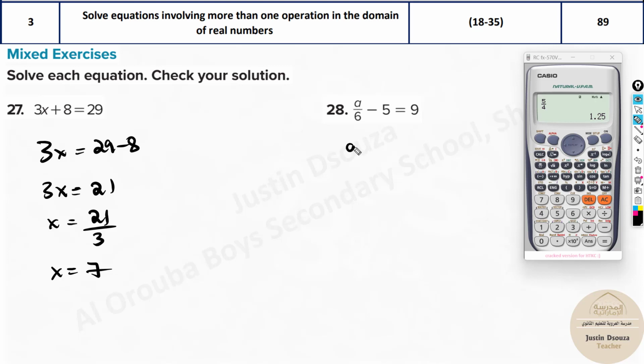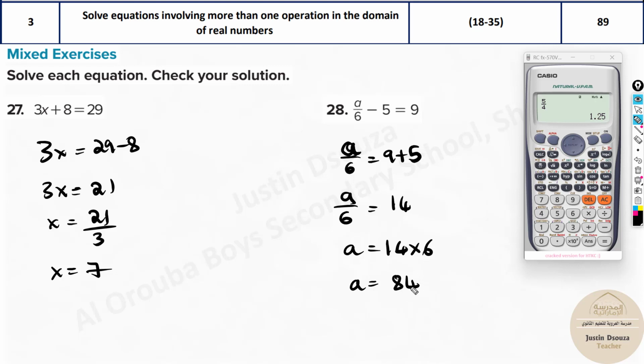Same thing here, minus 5 to the other side will be a by 6 equals 9 plus 5. Solve this, a divided by 6 equals 14, that is 9 plus 5 is 14. A equals 14 times 6. 14 times 5 is 70, 70 plus 14 is 84. So this is how we get it. Now, another thing is you can directly check the answer. Even if you do it correctly, you can check your answer. It's x divided by 6 minus 5 equals 9. Shift and solve. The answer is 84. Even over here you can check, you'll get the correct answers.